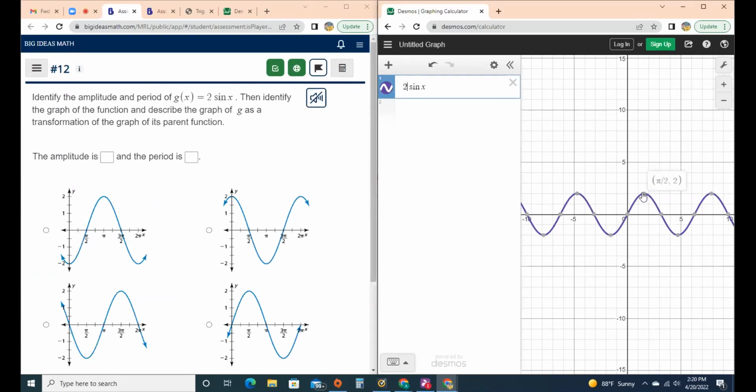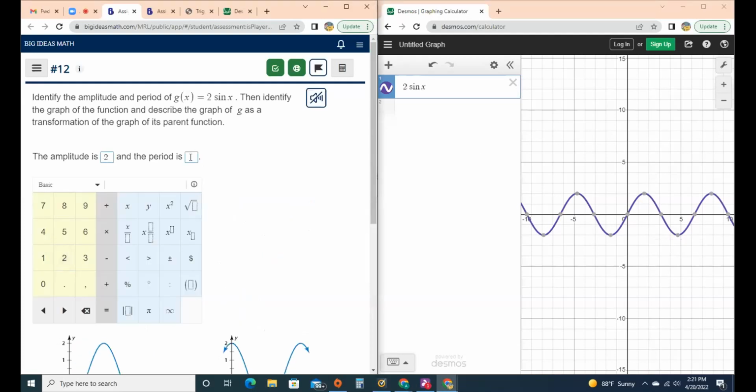Then this would be 2 minus -2, which should be 4 over 2, which would be 2. Yes. And the period is pi. So you subtract those two values. 4 pi. Or 2 pi. Yes. Good.